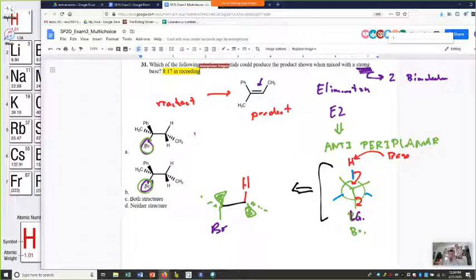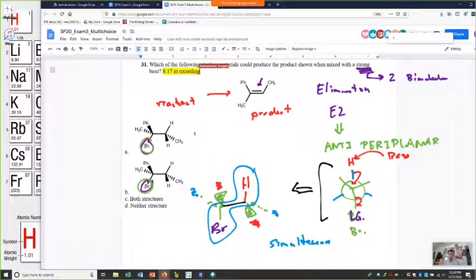So we need to ensure that we have this proper alignment for the elimination. Because it's an E2, it all happens at the same instant, so it's simultaneous, which means the orientation of, we'll call it red to red and blue to blue, are locked. Our relative substituent positions are locked.